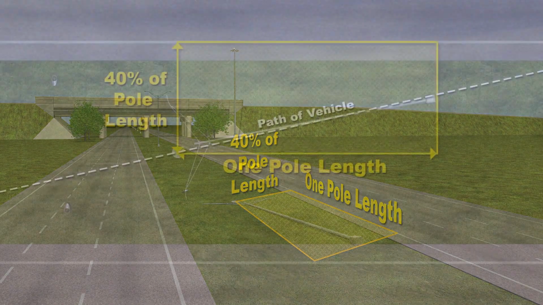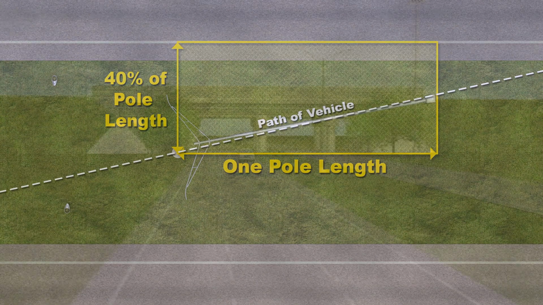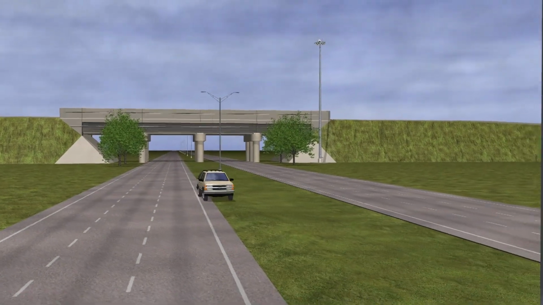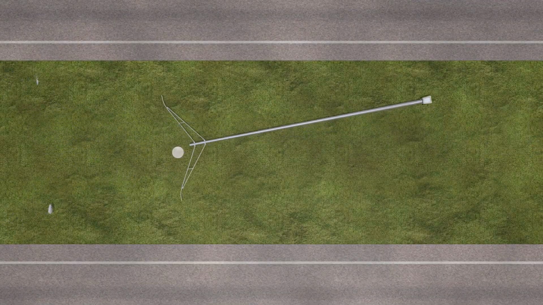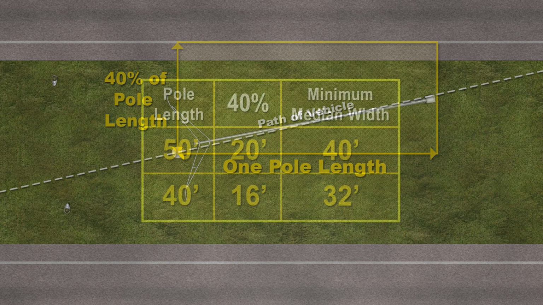Research has shown that after a head-on impact, a breakaway pole will fall within an area that has a width of 40% of the pole length and a depth of 1 pole length. We see in this animation that after impact, the vehicle continues to travel along its original path. The impacted pole falls in an area that has a width of 40% of the length of the pole. The falling area depth in the direction of travel of the errant vehicle is 100% of the pole length.